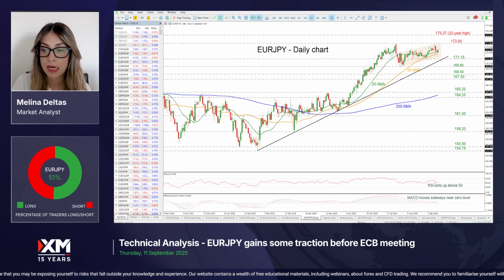The RSI is sloping to the upside above the 50 area. The MACD is strengthening somewhat its momentum, but is still near its trigger and zero line. So we have to see if the market will break this important resistance area to create new highs.